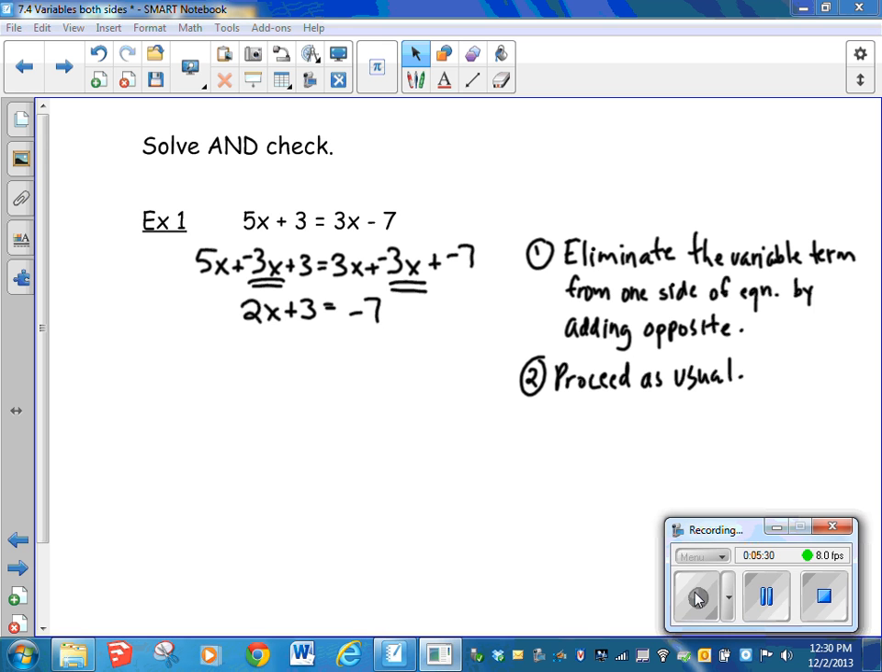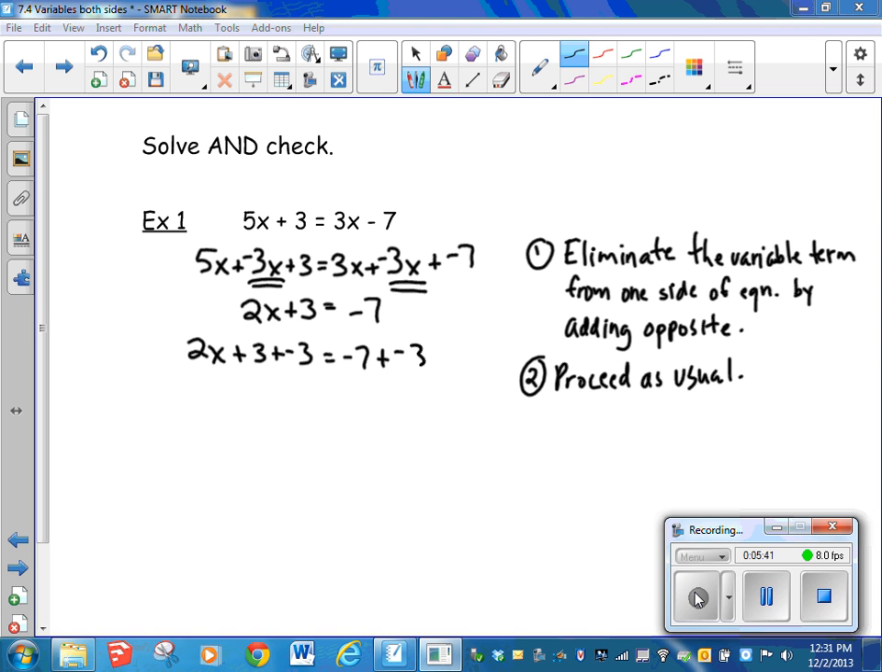Caitlin, what did you do next? We added an opposite for 3, so it's 2x plus 3 plus 3. Get rid of that constant. -7. Very good. What's your equation simplified to then, Caitlin? 2x plus 3 equals 2x equals -10.